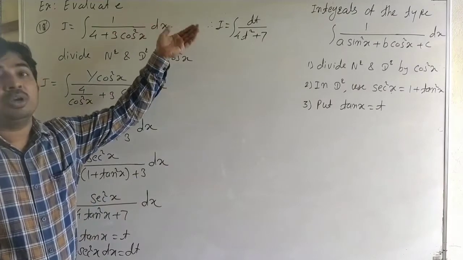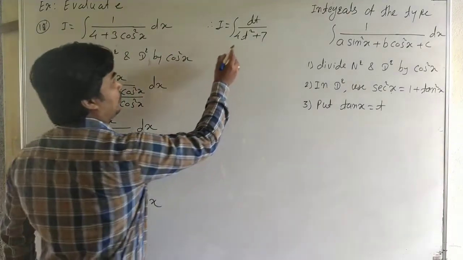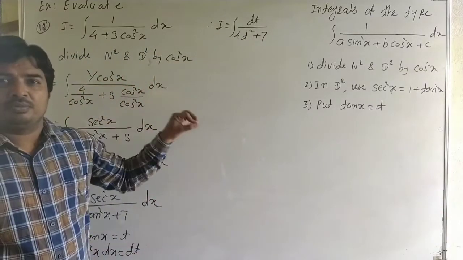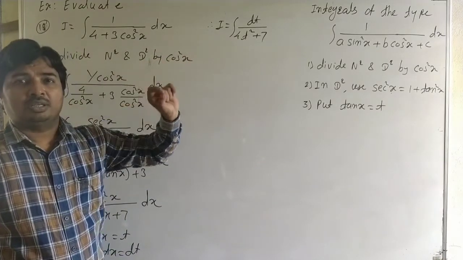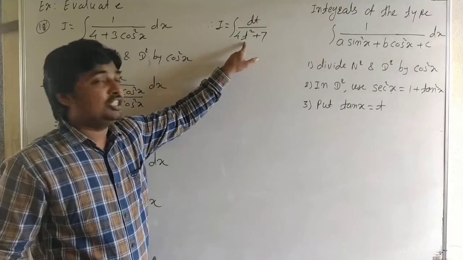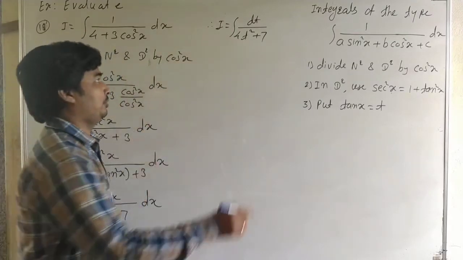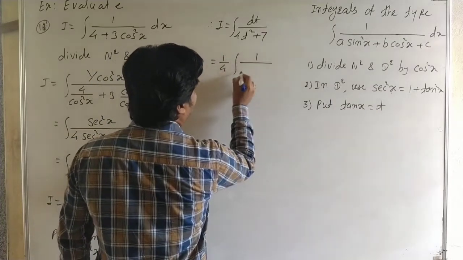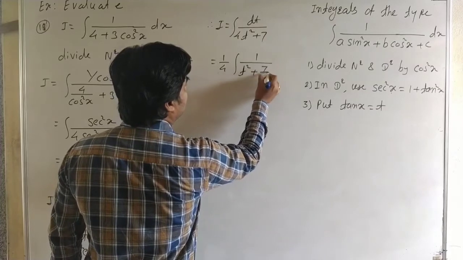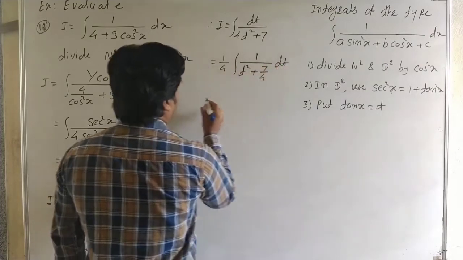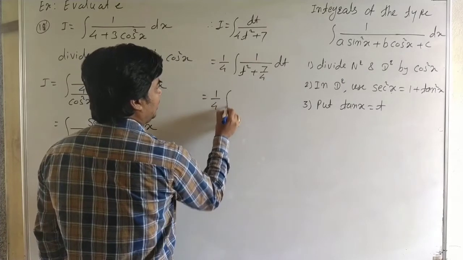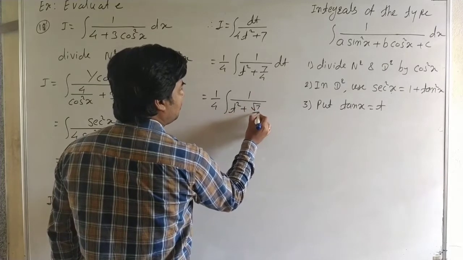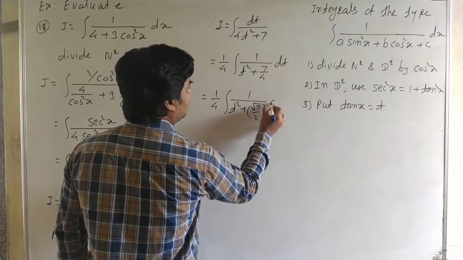Now it is a form of 1 upon a quadratic function, and there is the method of completing the square, but there are already 2 terms, so there is no need to complete the square. Okay, already there are 2 terms, but here the coefficient of t square is 4, so we can take the 4 common. Then it is 1 by 4 integral of 1 upon t square plus 7 by 4 dt. Then it is 1 by 4 into integral of 1 upon t square plus under root 7 by 2 whole square dt.